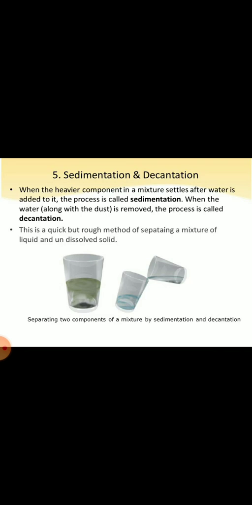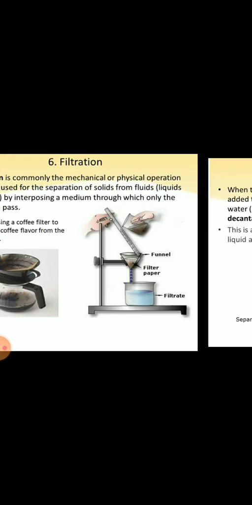You can see here the experiment with the glass, where heavy particles settle down in the first diagram. When the heavier components of a mixture settle after the water is added, this process is sedimentation. And when the water is removed, along with the dust particles, the process is called decantation. So children, this is a quick but rough method of separating a mixture of liquid and undissolved solid.